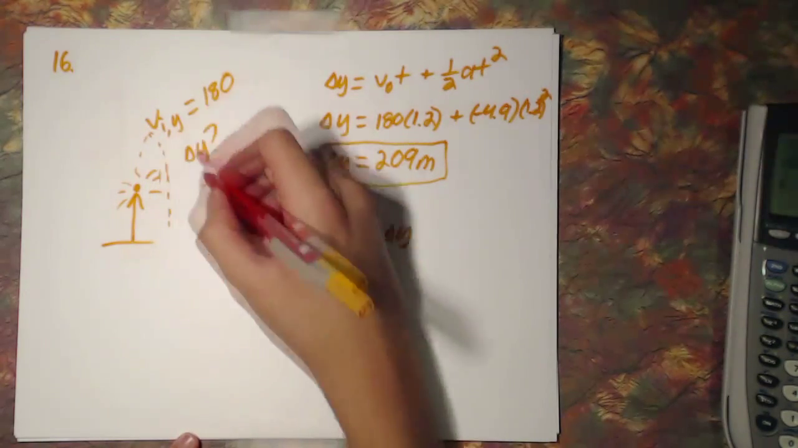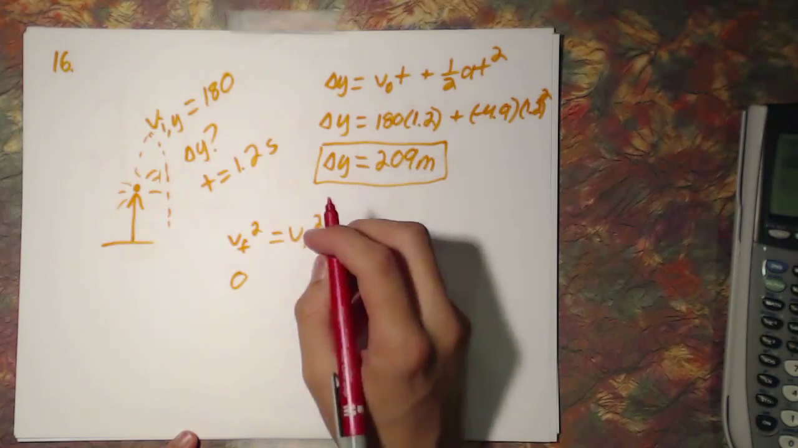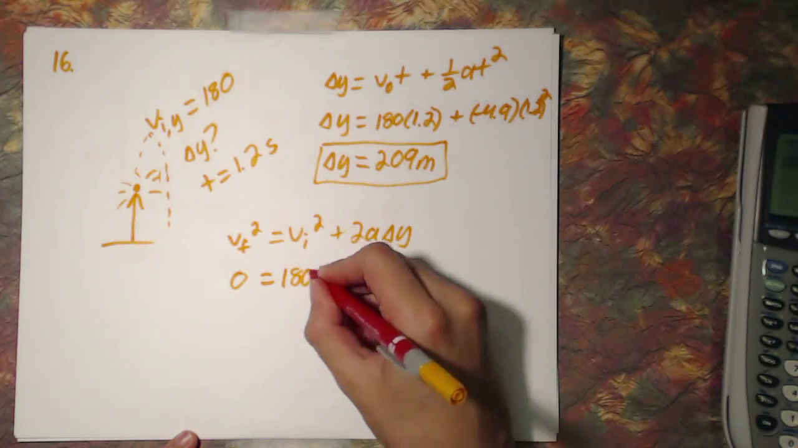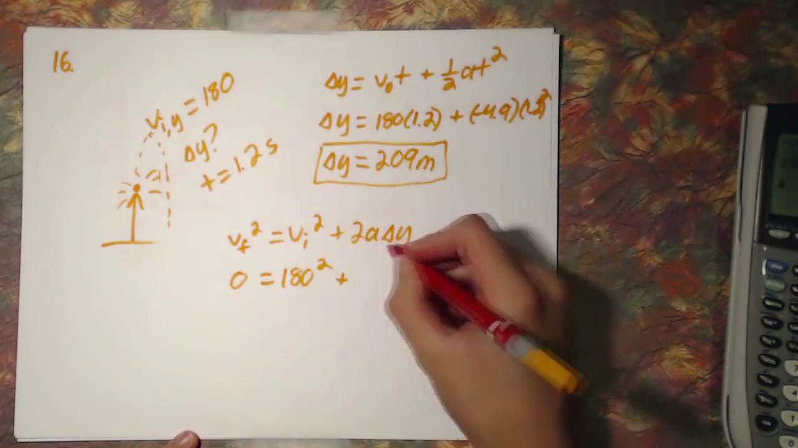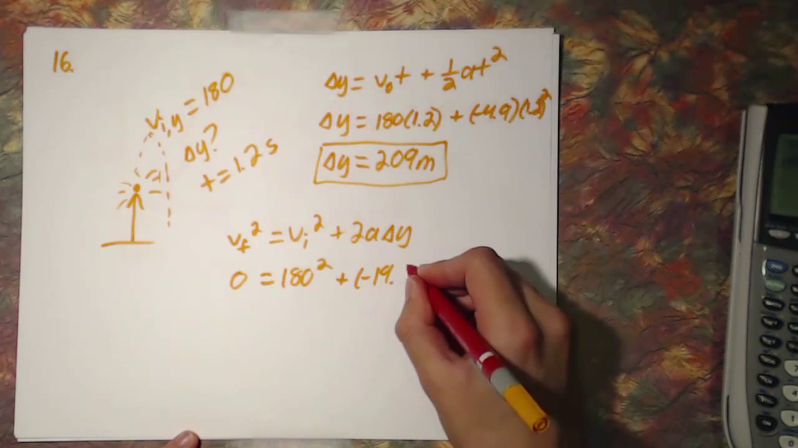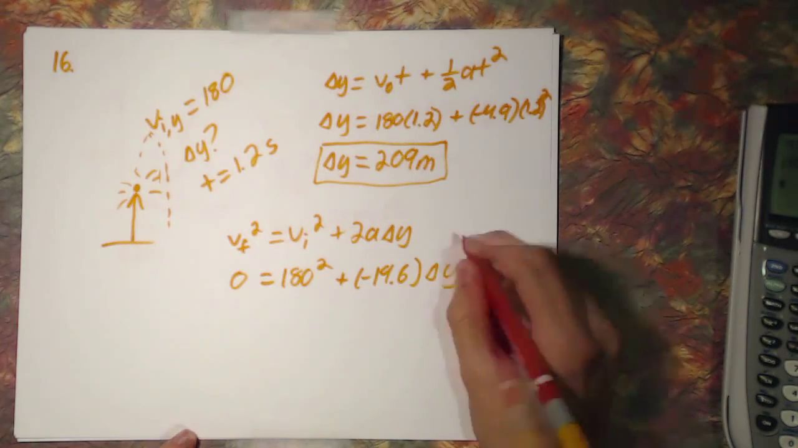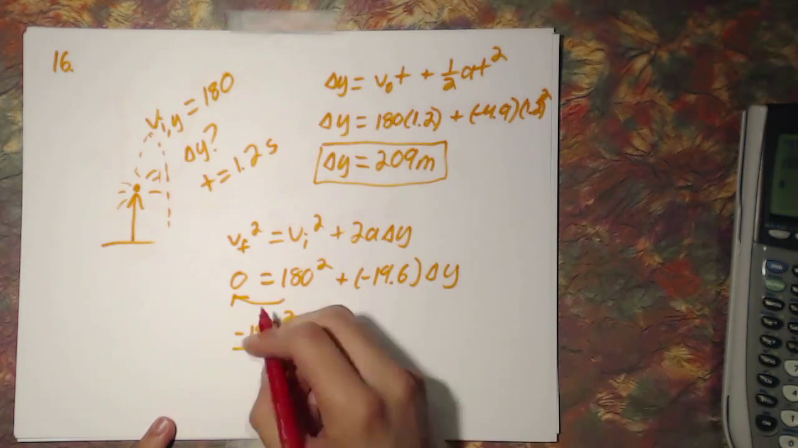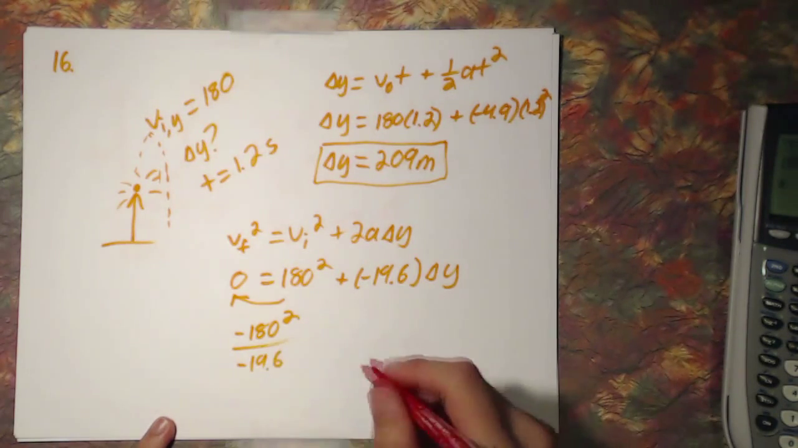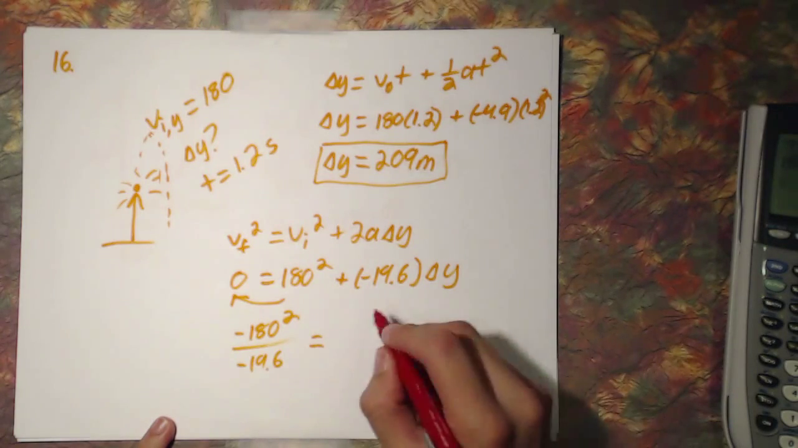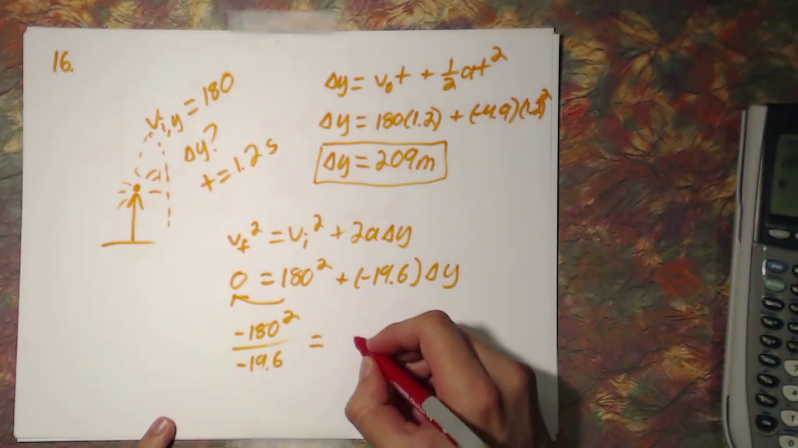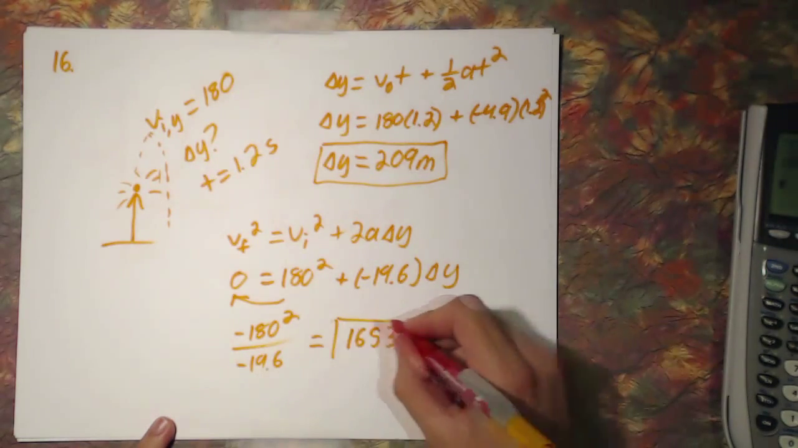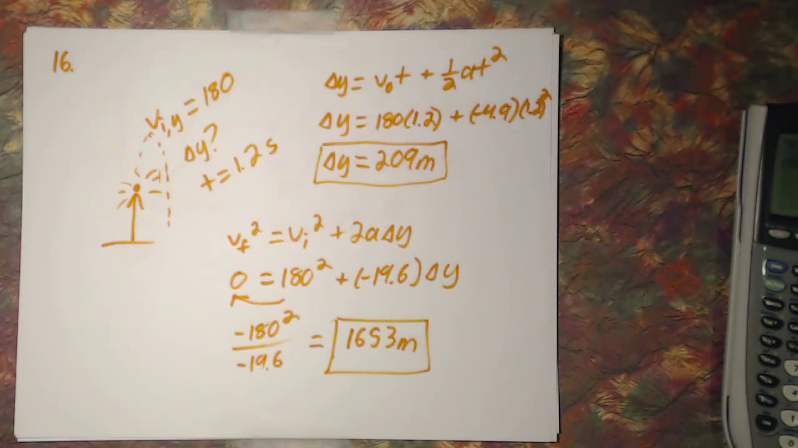So V final, since it's at the top, is 0, and they even gave that in the problem, which is lame, because you can figure it out yourselves. 0 equals 180 squared plus 2a, which is negative 19.6, times delta y. So we're going to move this over: negative 180 squared over negative 19.6. Plug it into your calculator, and you get, drumroll, 1653 meters. It's really high for a firework, actually.